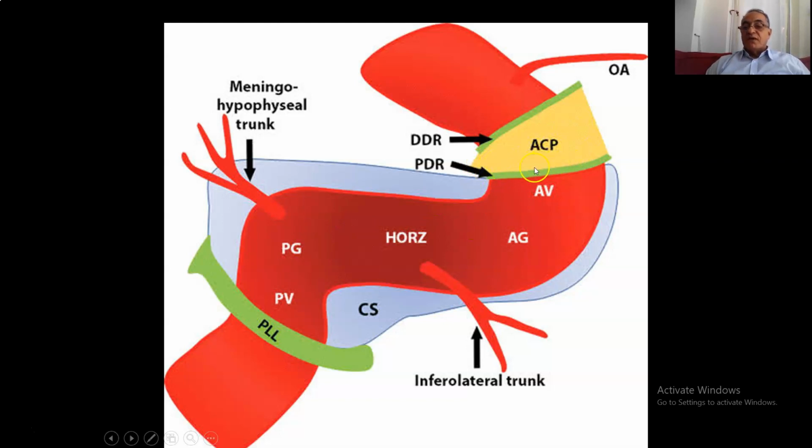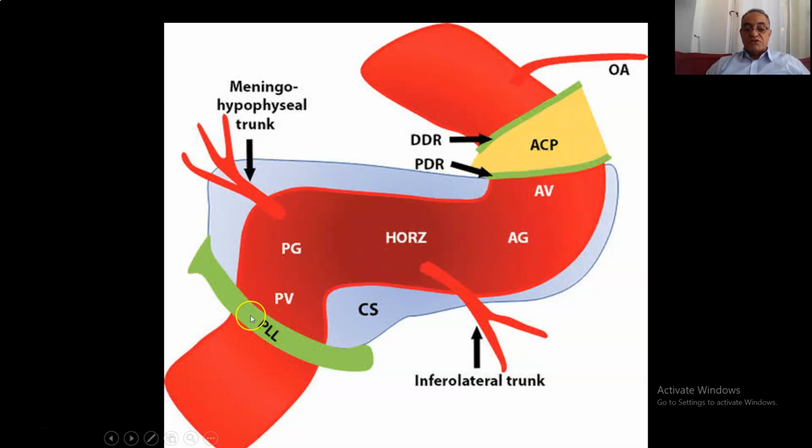And then before coming up, it is fixed again by the proximal and the distal dural rings. So we have a proximal dural ring and we have a distal dural ring. The distal dural ring has two rings, the proximal distal dural ring and the distal dural ring, not to mix them up. Please, I'll say it again, don't mix them up. We have a proximal ring, which is a single ring. We have a distal ring, which is two rings actually, a proximal one and a distal one.